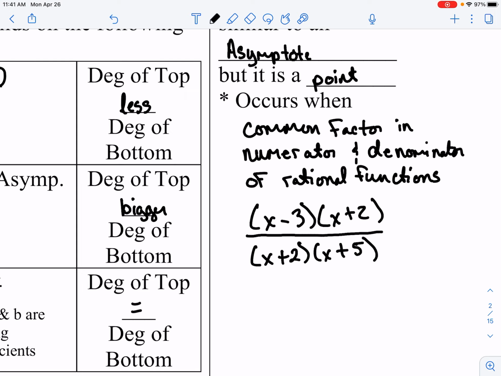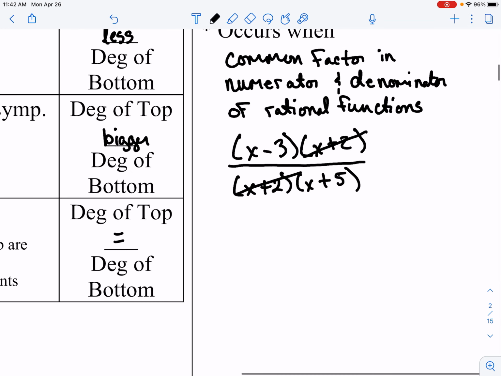You won't be given pictures or equations or functions that look like this. You'll be given them in more so standard form of top and bottom. So what you need to do is take the top, factor it, take the bottom, factor it. We see that our common factor is x plus 2. You then figure out what makes this factor equal 0. So x plus 2, set it equal to 0. Subtract 2 from both sides. And you are left with x equals negative 2.